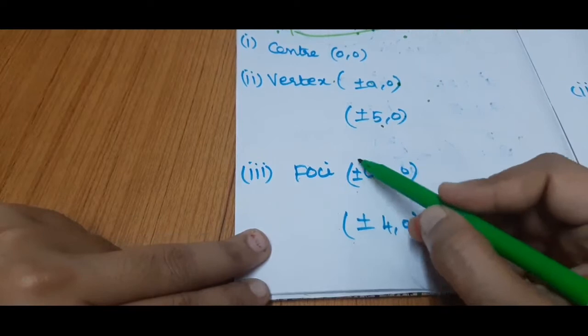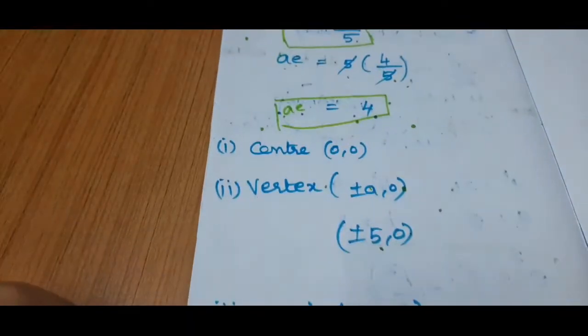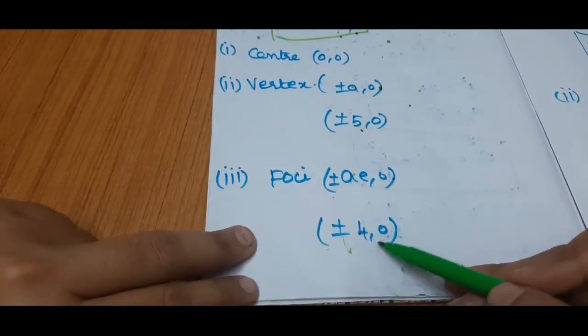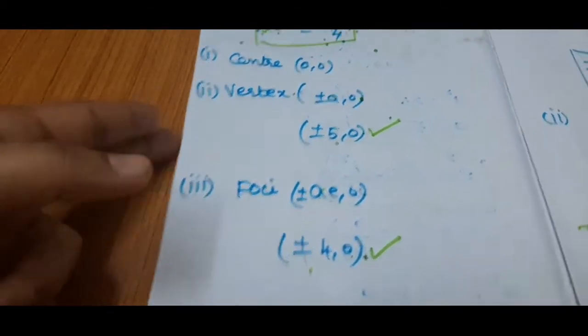Foci is plus or minus ae comma 0. So ae I found out, it is 4. So plus or minus 4 comma 0. So these are the two foci, and these are the two vertices.